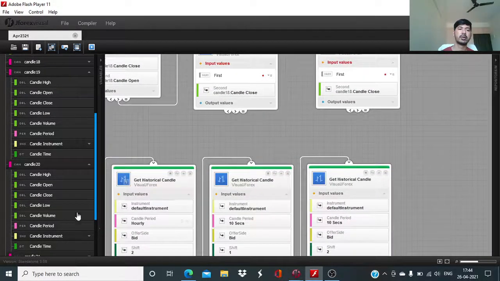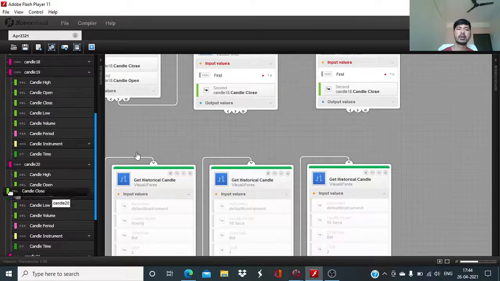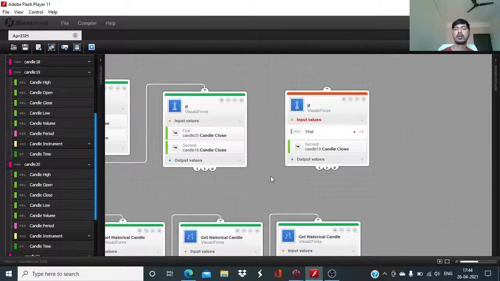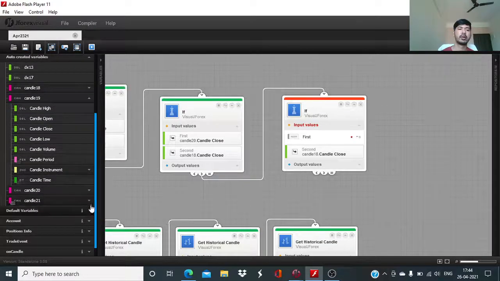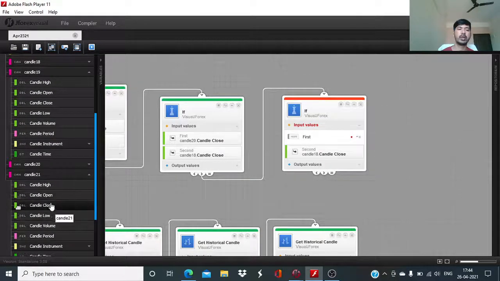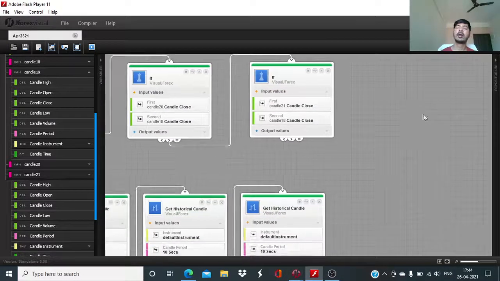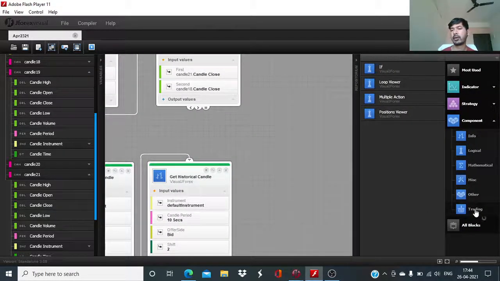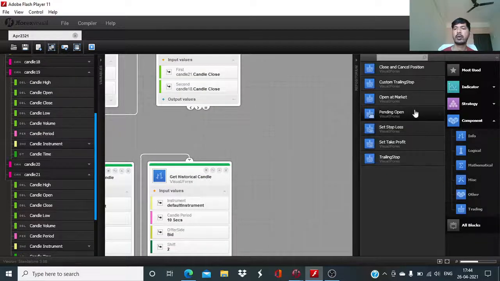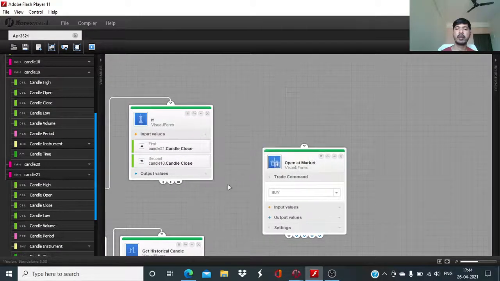20 has the look back period of 1 and 21 is 2. So here this should be first input greater than second input, and in case of 21 it should be first input less than second input. And after that we will be going for the execution of the order. So we are going to need trading block open at market, so the order execution will happen at the market price.